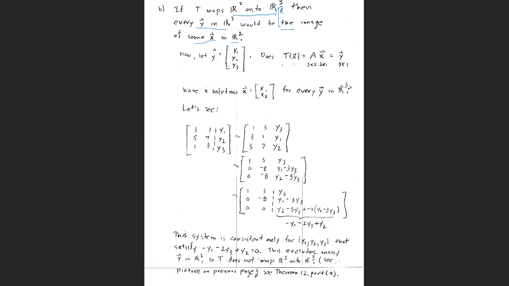We'll let the vector y be equal to a random vector y with components y1, y2, and y3. We'll let the vector y be any vector. It could be any vector in R3. There's no restrictions on y1, y2, and y3. Question is, does the matrix equation A times x equals y have a solution for every y in R cubed?